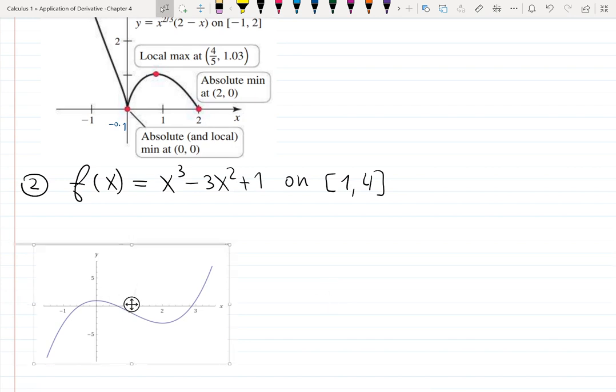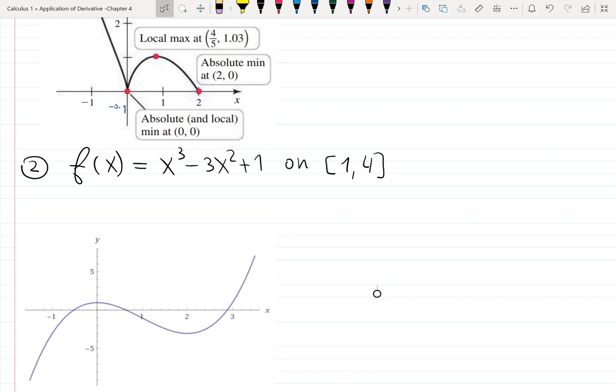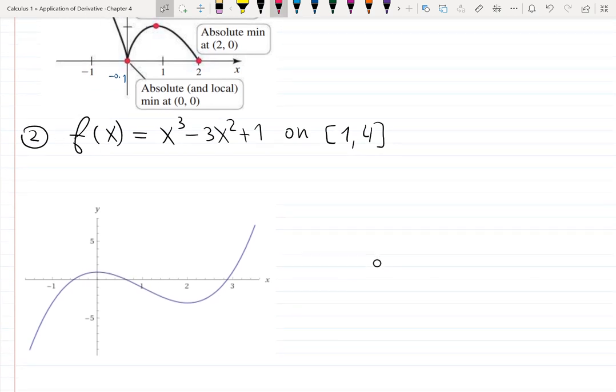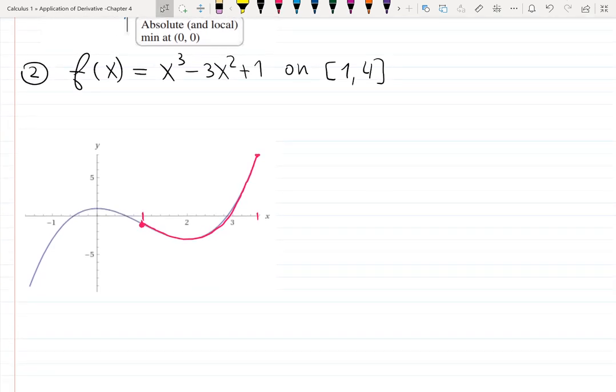It's not plotted from 1 to 4, but I can definitely check out how it's going to look from 1 to 4. This is a cubic function, and from 1 to 4, it's going to be over here. Then only this piece is actually under the question. Now I want to find out where my global minimum and global maximum are happening on this interval for this function. Let's do it.